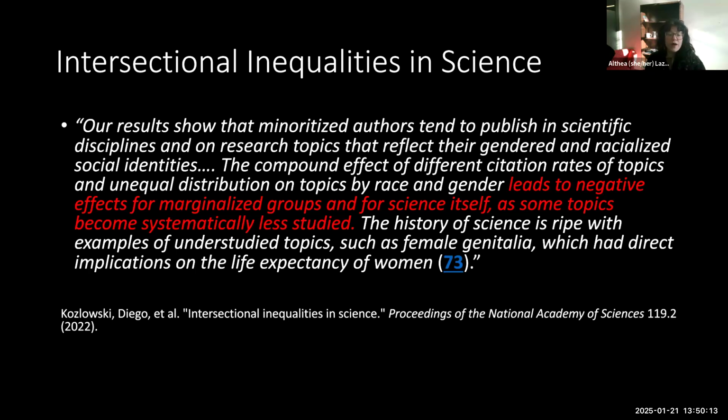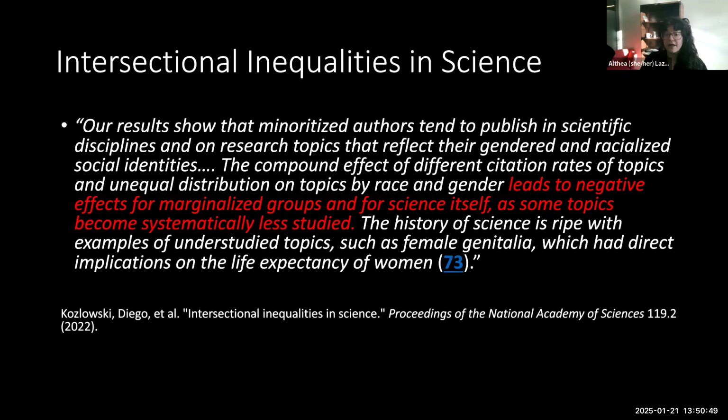The history of science is ripe with examples of understudied topics, such as female genitalia, which had direct implications on the life expectancy of women. So what this means is that this is kind of a big finding here. This says that people from minoritized identities, and we know what the minority identities are in the professoriate, folks who don't come from wealthy backgrounds, women, non-white scholars.